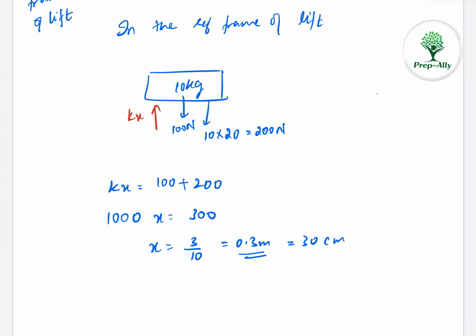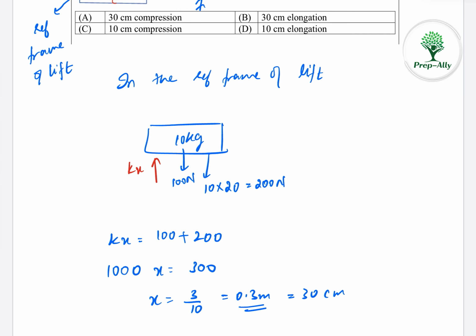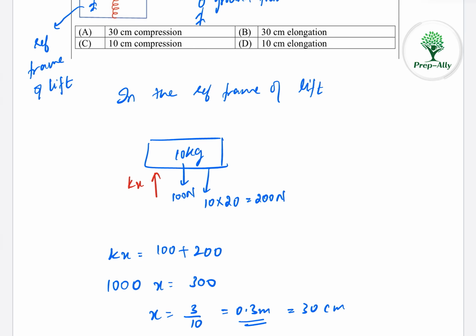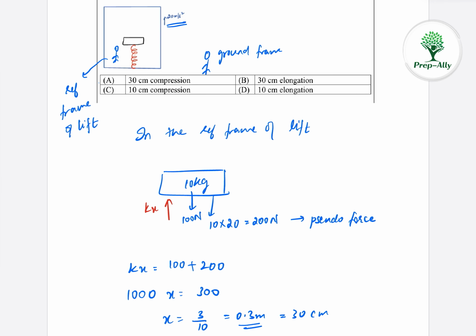And clearly, because it is upward, it is compression. See, this is the natural length of spring. When you push it down, the spring will push you upward. That happens only when the spring is being compressed. That is what is happening in this case. But if you now pull a spring upward, this spring will pull you back downward. So always remember, the spring tries to go back to its original shape. So it will apply a force so as to bring itself back to its original shape. So this question is based on the concept of pseudo force. So the answer is 30 centimeter compression.